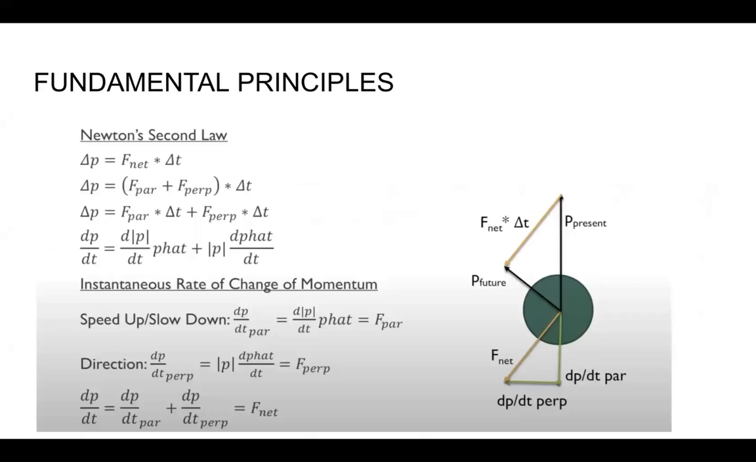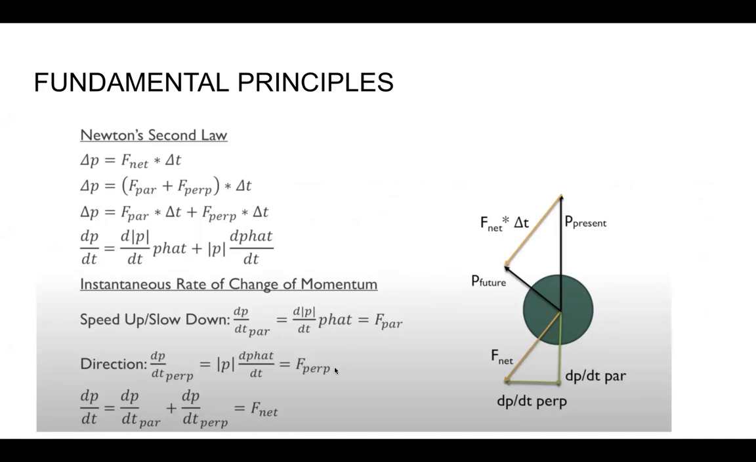For Newton's second law, the net force can be broken down into parallel and perpendicular components. When taking the derivative of this formula, you get this updated one. The instantaneous rates of change of momentum can be split up into parallel and perpendicular components as well. The parallel component will always be in line with the present momentum, which is represented by the change in magnitude of the momentum times the direction of p hat.